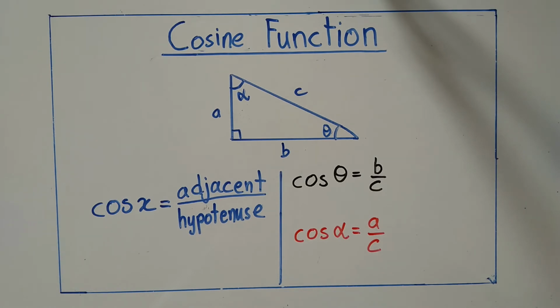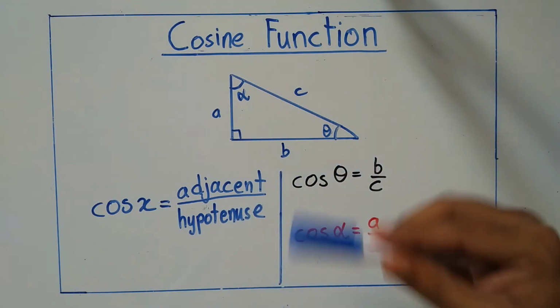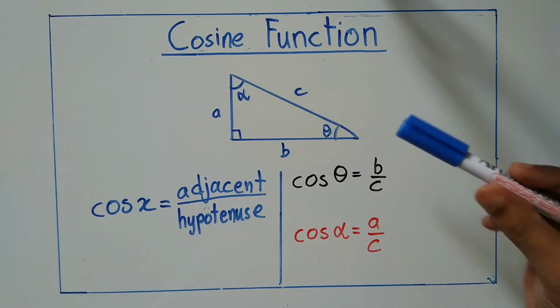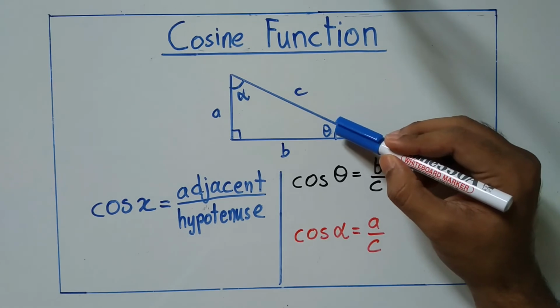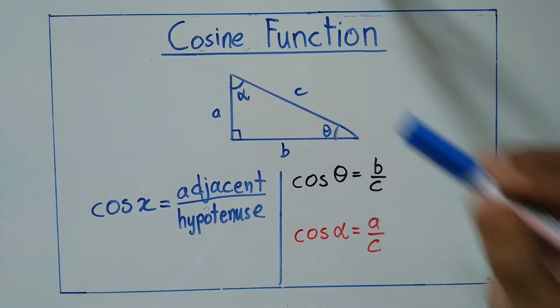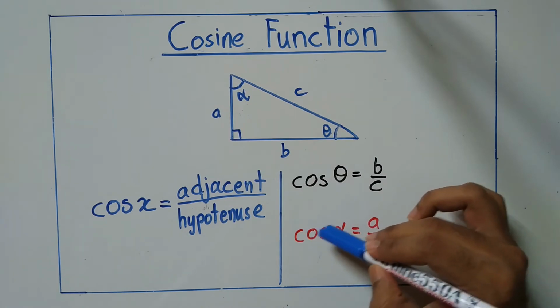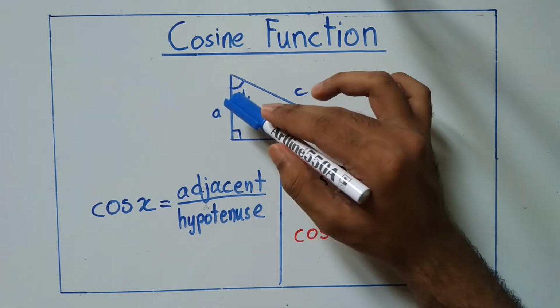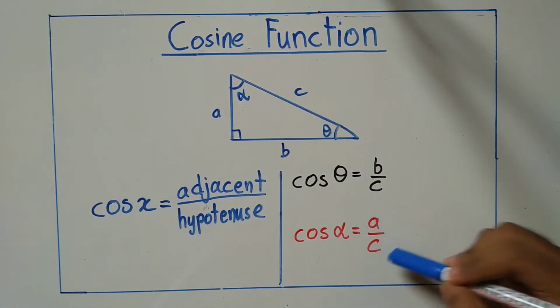Cosine uses the ratio of adjacent to hypotenuse. The formula is cos x equals adjacent over hypotenuse. Adjacent here means next to. So theta here is next to B, which means adjacent is B, and the hypotenuse is C. Therefore, cos theta is B over C. For cos alpha, the adjacent side is A and the hypotenuse is C. You'll get A over C.